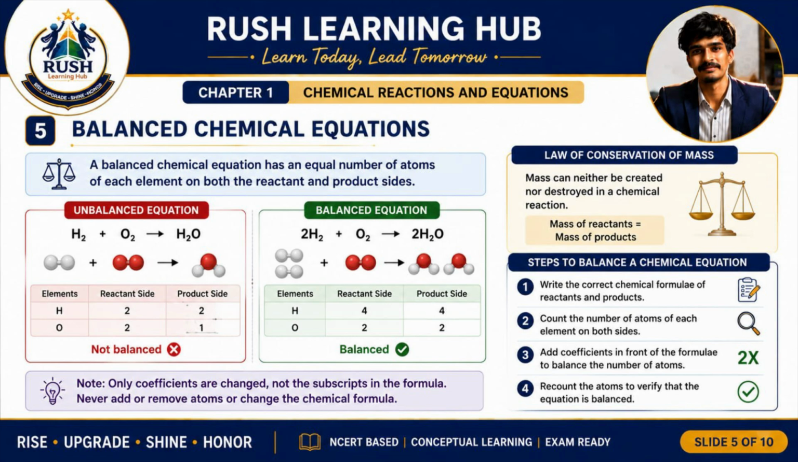The steps for balancing are simple. First, write the correct formulae. Second, count the atoms on both sides. Third, add suitable coefficients. Finally, verify that the number of atoms is equal on both sides. Balanced chemical equations help us accurately represent chemical reactions and are essential for solving numerical and conceptual problems. In the next slide, we will study 2 important types of chemical reactions: combination reactions and decomposition reactions.